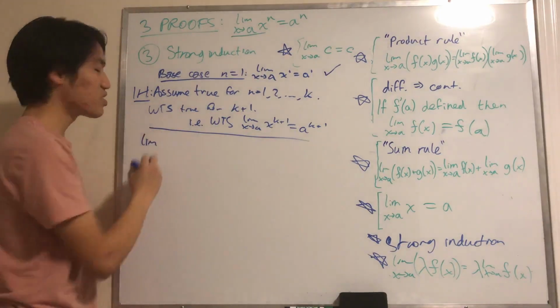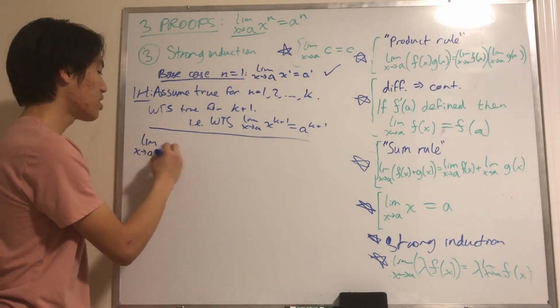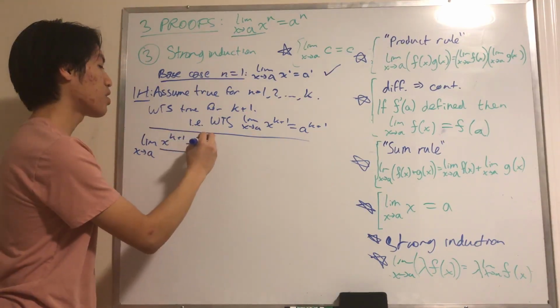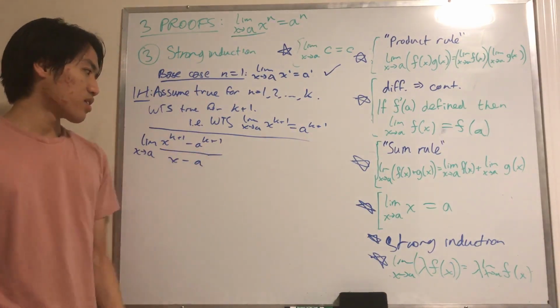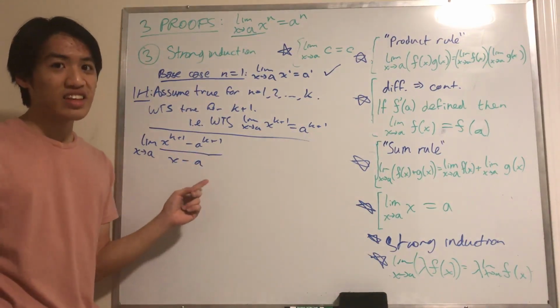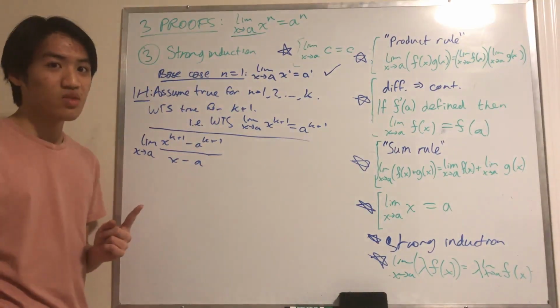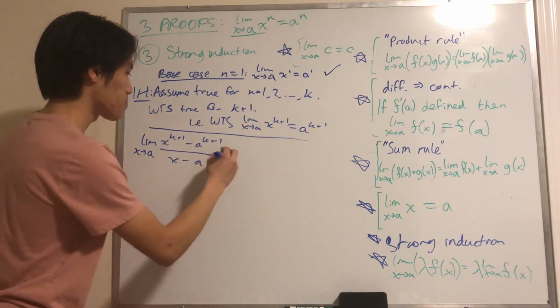We're just going to use the definition of the limit. So the limit as x goes to a of the difference quotient, which looks like that, x minus a. If we can show that this is indeed a number, as in the limit exists at a, well then we're good to go because it's continuous and this fact is obviously true.